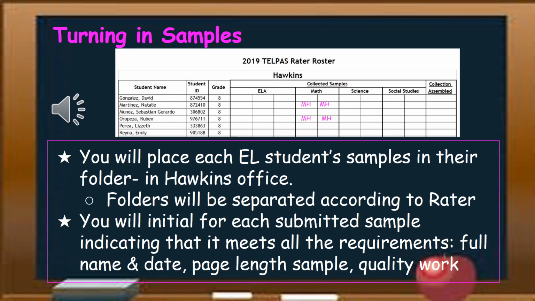When you're coming into my office to turn in samples for students, each rater is going to have a roster sheet on top of their stack of students. You're going to find the name of the students that you're turning in samples for, and you're going to initial, indicating that you are turning in the required amount of samples for that student. Make sure that you have the students' samples separated by rater and that you have the required amount, because when you sign that form, you're saying that you are turning in what is required and that you have gone through the samples to ensure they meet the requirements that we talked about previously.